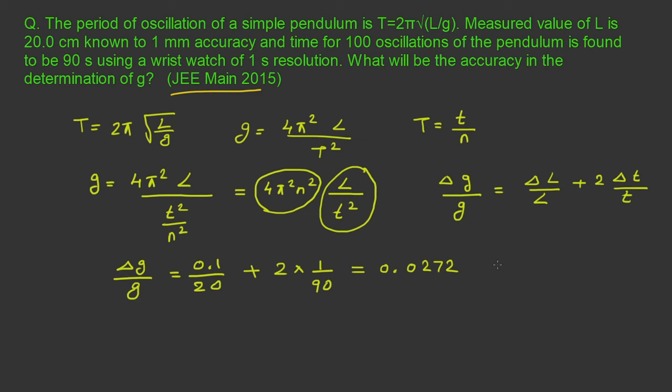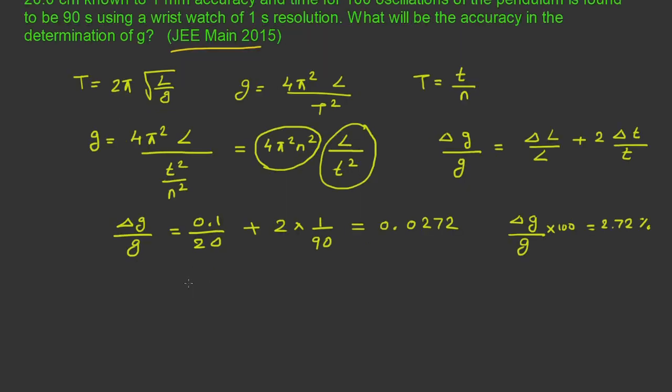Converting it into percentage by multiplying with 100, delta g by g into 100 is equal to 2.72 percent. So, the percentage error in the measurement of g is 2.72 percent, that is approximately 3 percent. So, the accuracy in the determination of g is 3 percent.